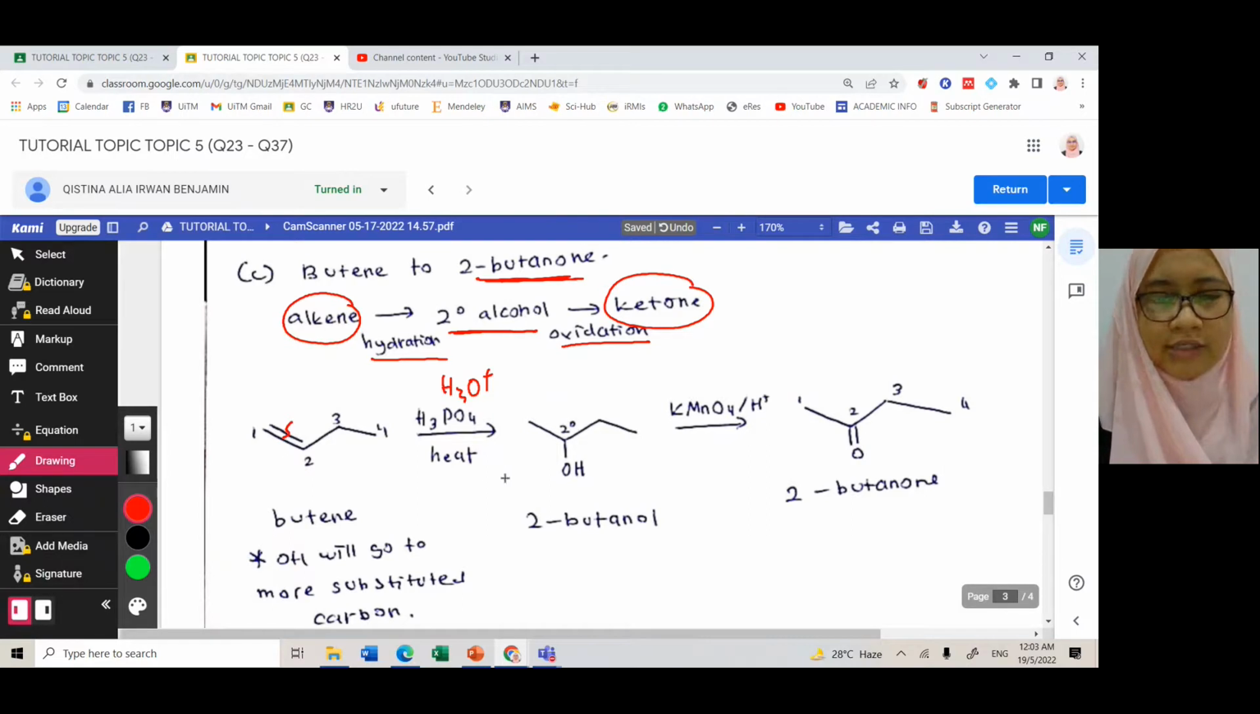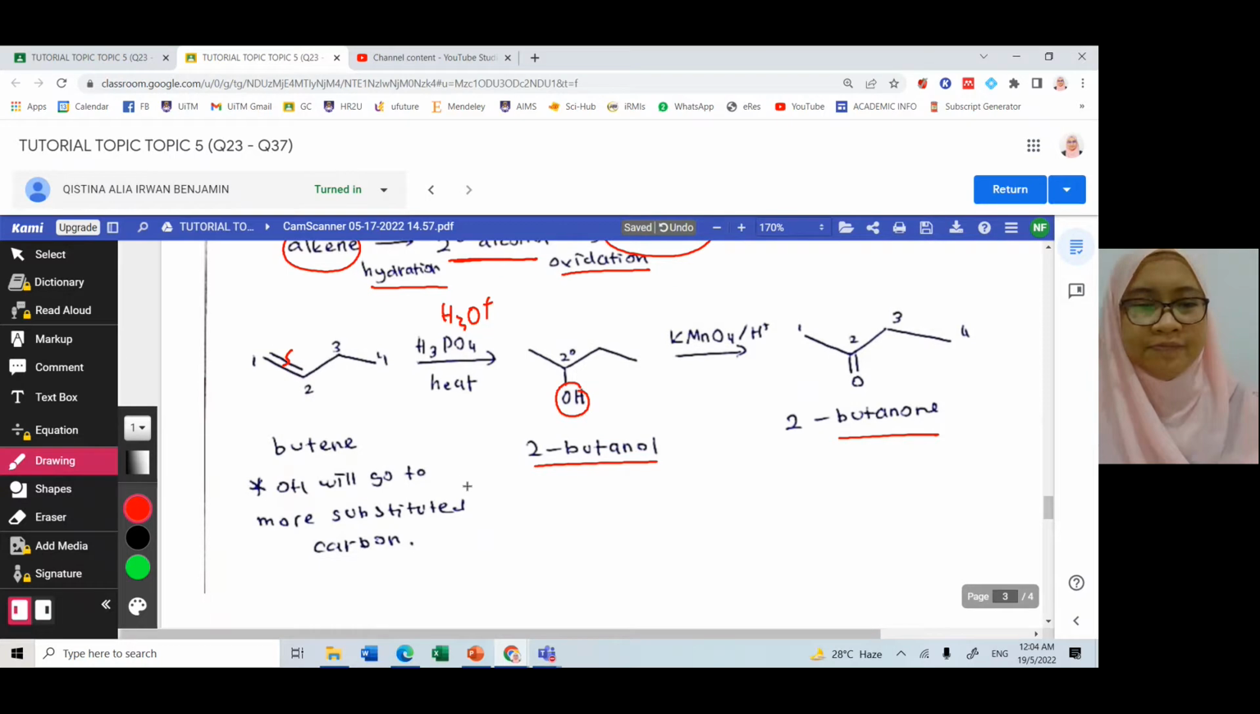OH will be placed at the secondary carbon, not at the primary carbon. So it will be placed here. This is known as 2-butanol, and this later will undergo oxidation with potassium permanganate, or you can also use dichromate. Don't forget the H+. Finally, this secondary alcohol will undergo oxidation to form ketone.